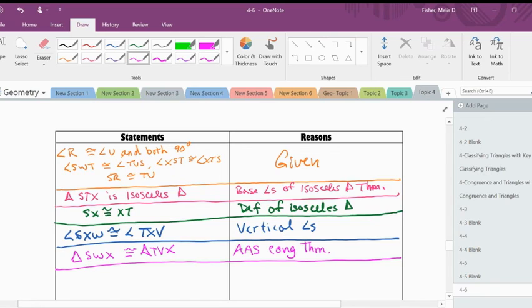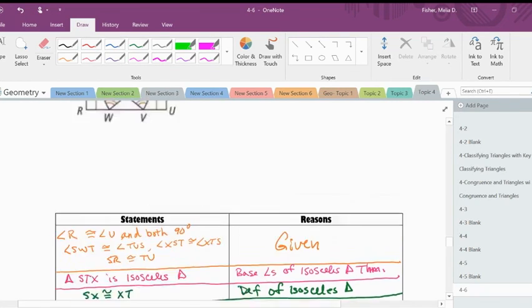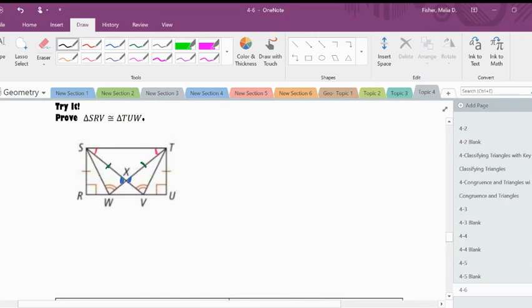And from there, we can conclude that SW is congruent to TV because of CPCTC. So SW is congruent to TV. That's what we just said.